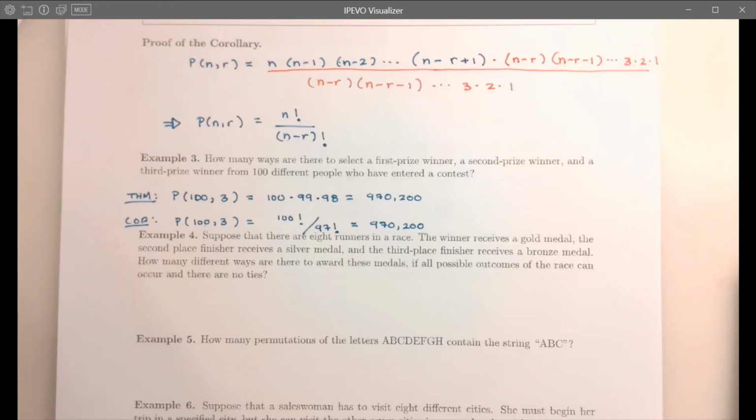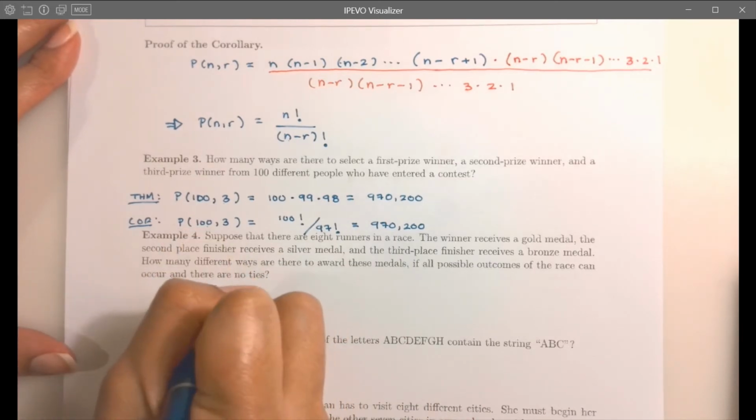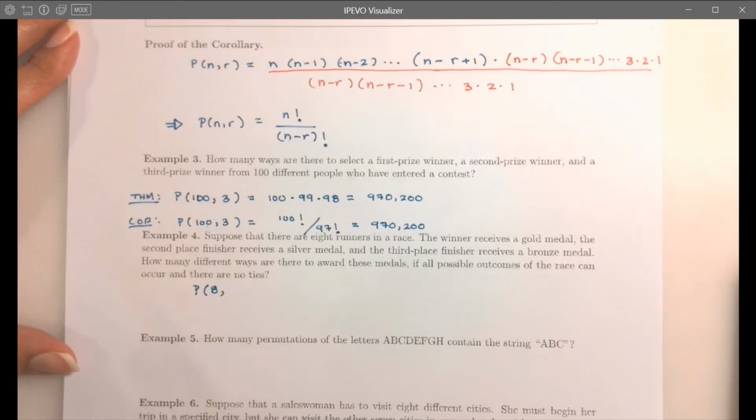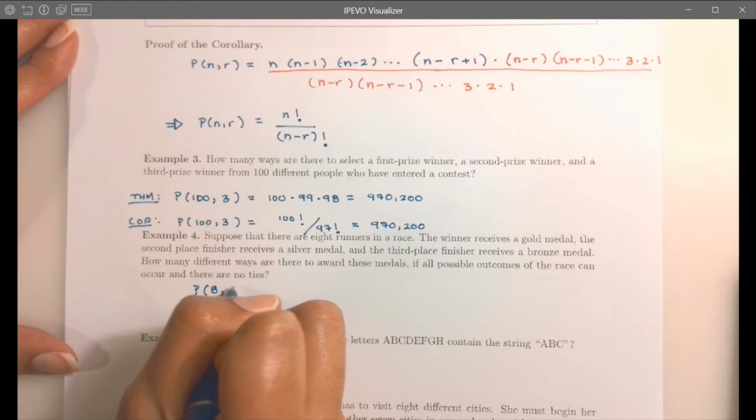Example number 4 is very similar to example 3. It reads, suppose that there are 8 runners in a race, and the winner receives a gold medal, the second place finisher receives a silver medal, and the third place finisher receives a bronze medal. How many different ways are there to award these medals if all possible outcomes of the race can occur, and there are no ties? Okay, so again, in this case, we're looking at 8 runners, and out of those 8 runners, we need to pick 3 winners, the winner of the gold, silver, and bronze.